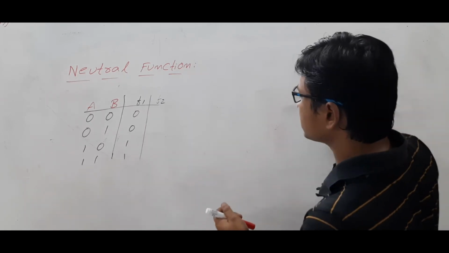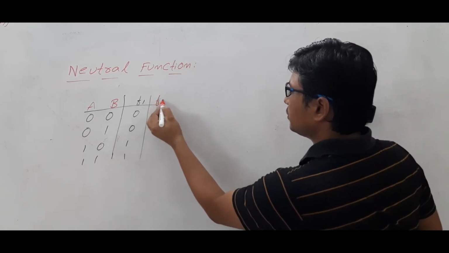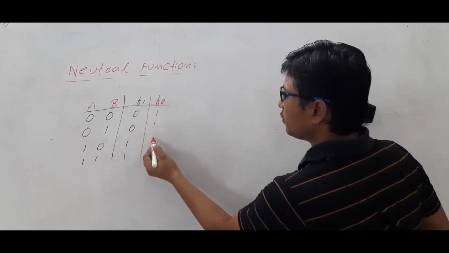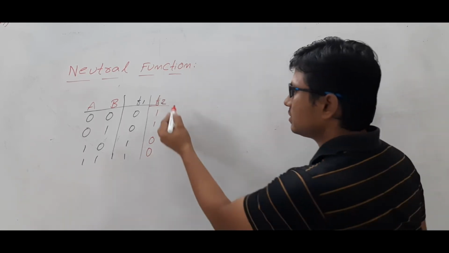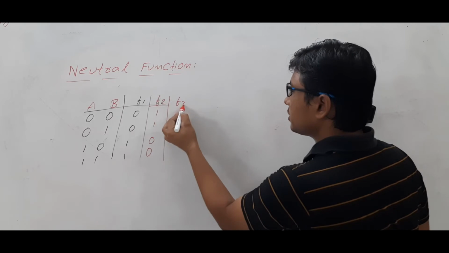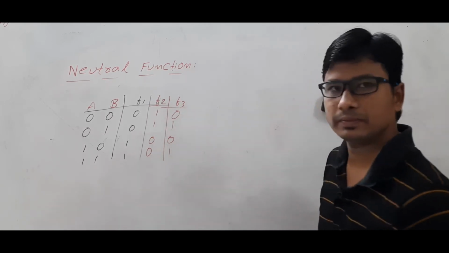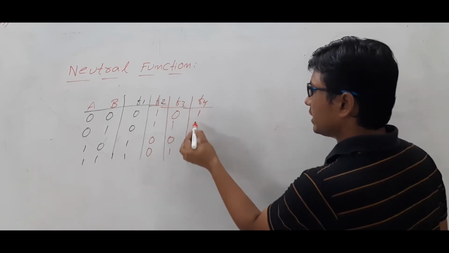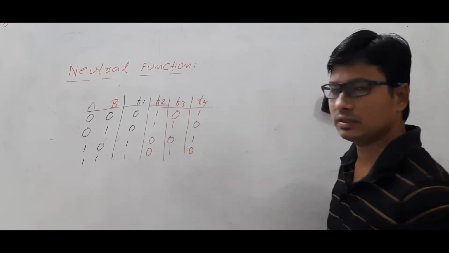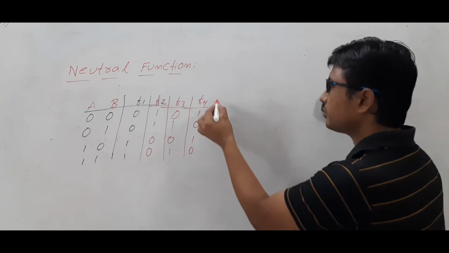Okay. Let's take another function f2, which is 1, 1, 0, 0. Is it a neutral function or not? Yes. Now let's take another neutral function, 0, 1, 0, 1. Then another neutral function called f4, 1, 0, 1, 0. Here also it is a neutral function because the number of ones is equal to the number of zeros.